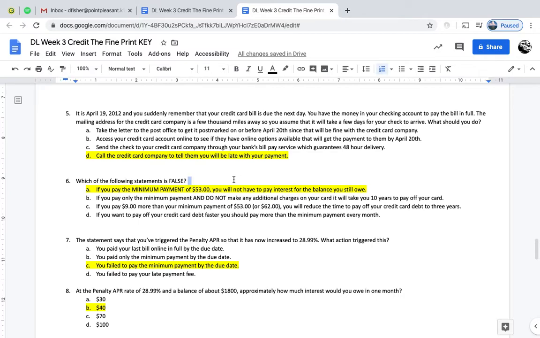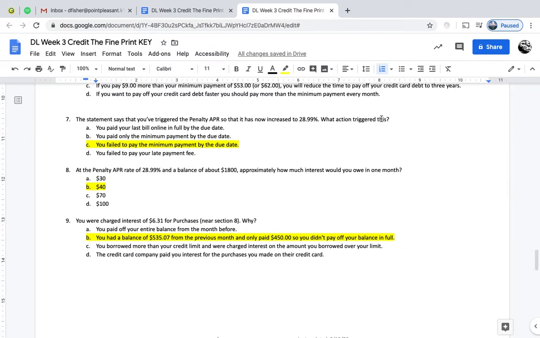Okay, so which of these is false? Yeah, these are all true, except this one. When you pay the minimum payment, you're actually mostly paying interest. If you owe them $1,700, you're only paying $53. You're going to owe them tons of money from month to month. It's going to take forever to pay off that card. So making a minimum payment, you definitely pay interest. So this is false.